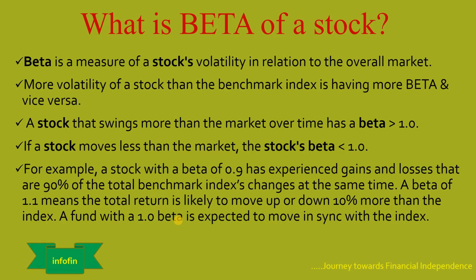For example, if a stock with beta 0.9 has experienced gains and losses that are 90% of the benchmark index changes at that same time, a beta of 1.1 means the total return is likely to move up or down by 10% more than the index. A fund with a beta of 1 is expected to move in sync with the index.